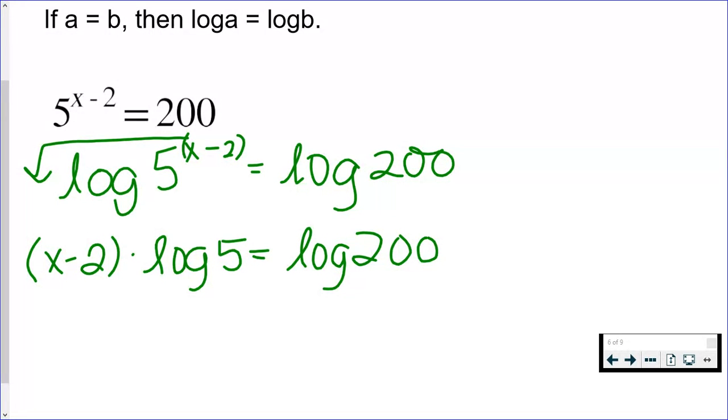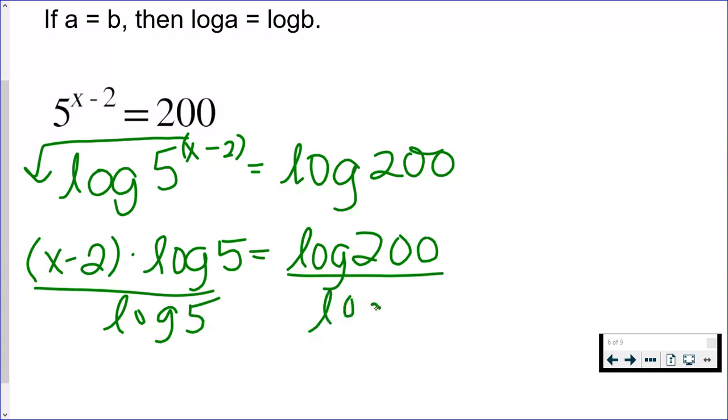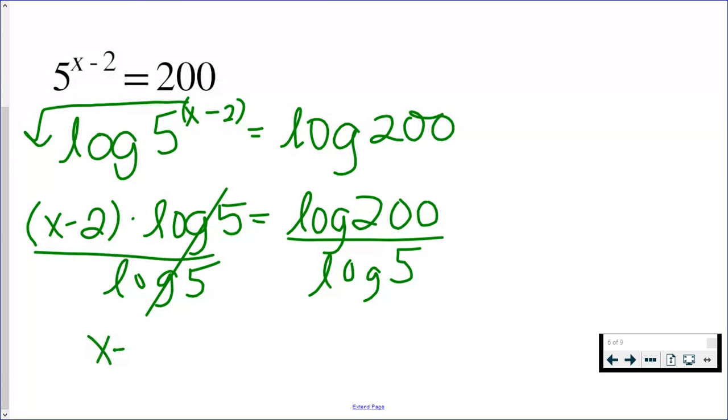Now I'm trying to solve for x. So since I have multiplication, the opposite of that would be division, and I'm going to move the log of 5 to the other side. So you're going to put this in your calculator. You're going to find the log of 200 divided by the log of 5. Do not round, please. Keep it in your calculator.